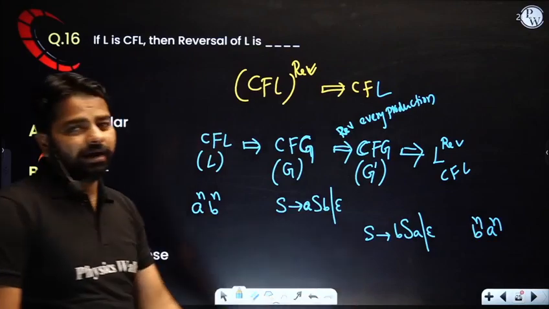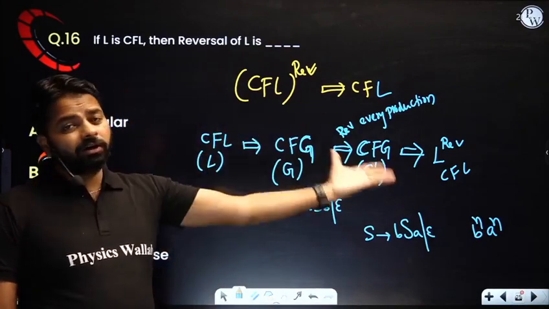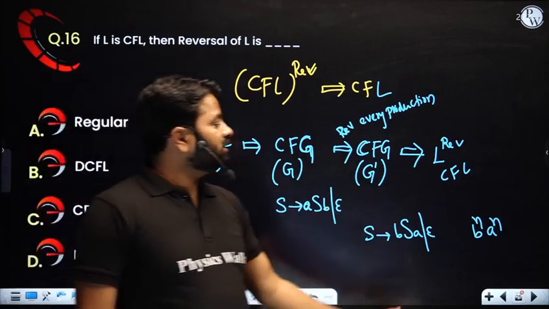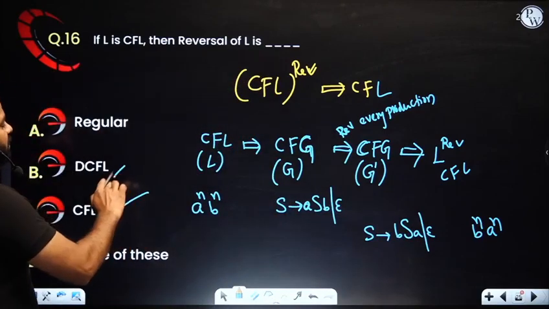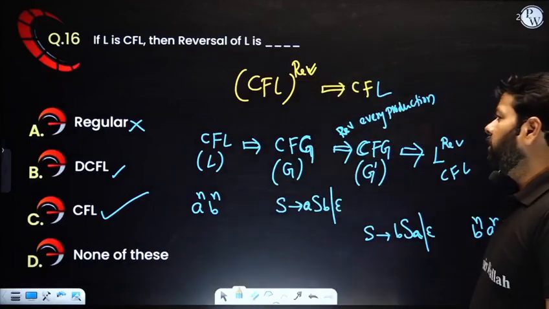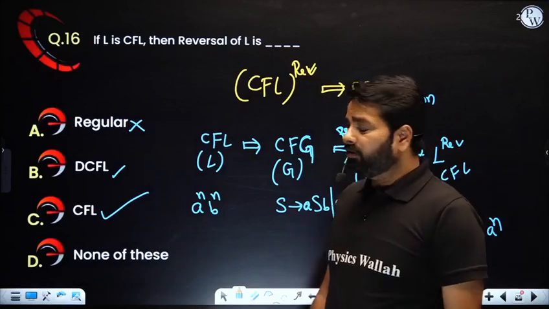So this is how you can prove why for every CFL reversal you again get a CFL, because a CFG exists for the CFL, which implies a CFG exists for its reversal. It's definitely CFL, but DCFL or regular we cannot guarantee. Fine. DCFL reversal is also CFL, CFL reversal is also CFL.